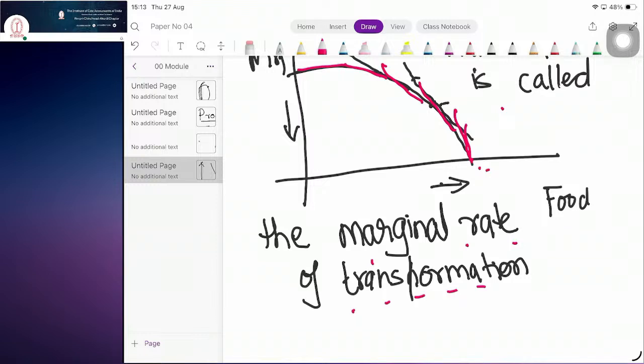Second point. The slope of the PPC at any given point is called the marginal rate of transformation. Underline that word. The slope of the PPC at any given point is called marginal rate of transformation, MRT. The slope defines the rate at which production of one good can be redirected into production of the other. It is also called the opportunity cost.